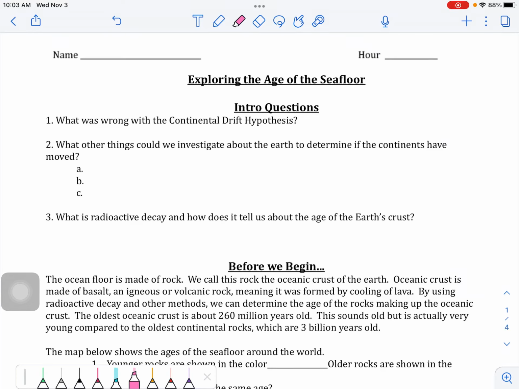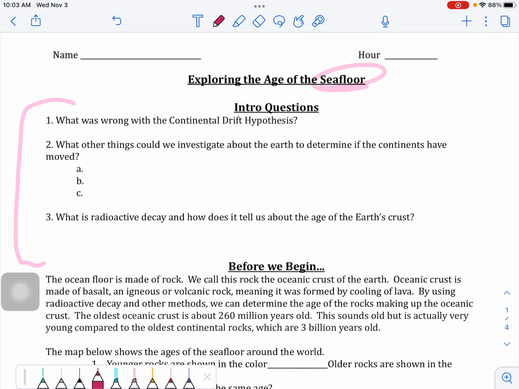So now that we've all started thinking about tectonics and reminding ourselves what the early ideas were, we're starting to get into the big ideas and thinking about specific areas on Earth like the seafloor. So that's what we're looking at here in this activity. Just a few intro questions to make sure we've grabbed everything that we need to so far.